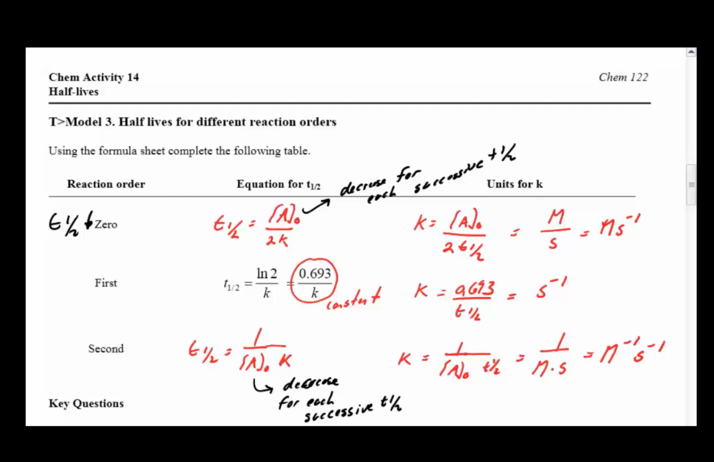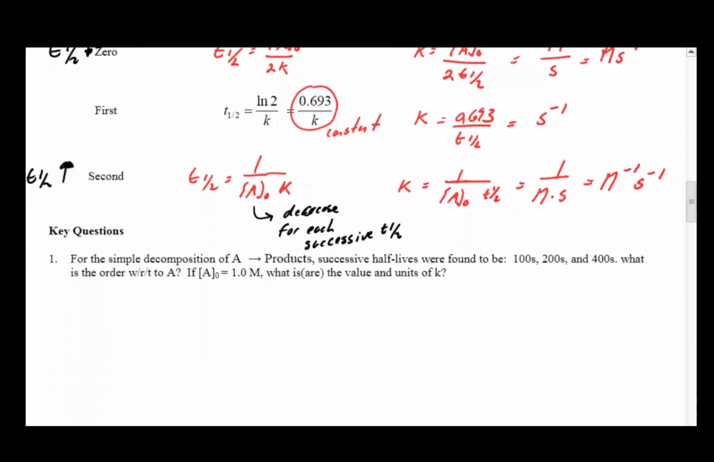So this will have a different outcome. If the number in the denominator gets progressively smaller, then the half-life value will get larger. So the time 1/2 for a second order reaction will be climbing for each successive half-life. To see how this might work, let's look at the key questions 1 and 2.